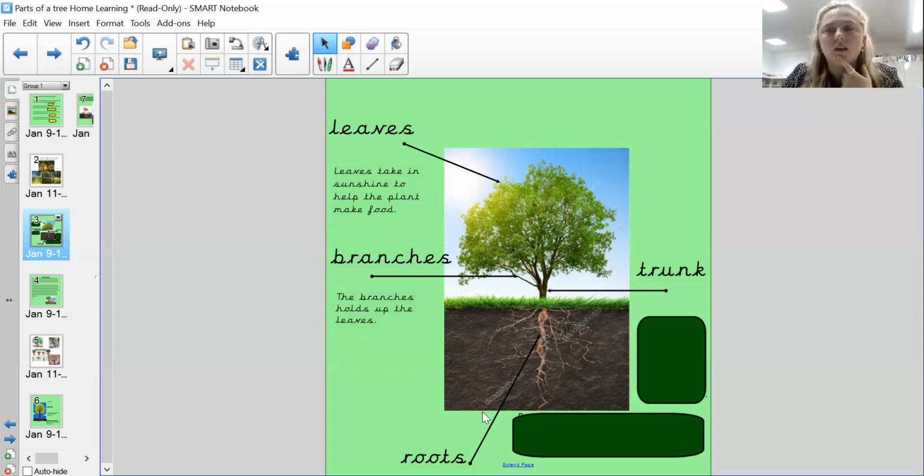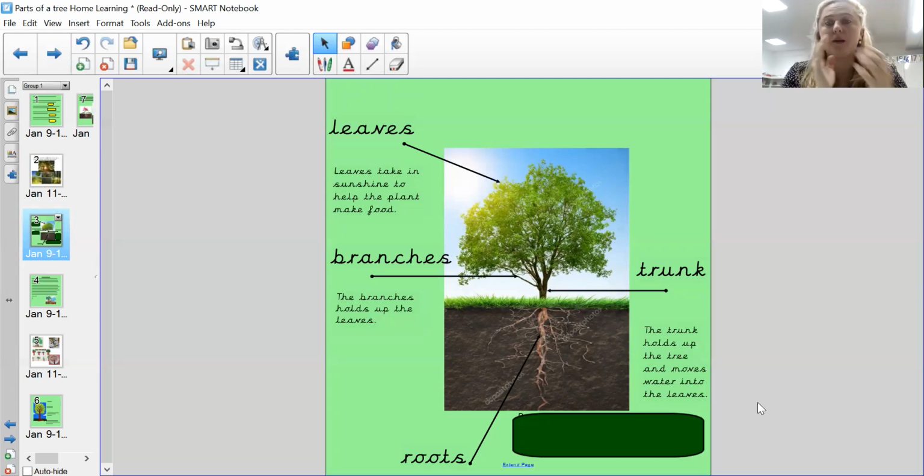What do you think the trunk does? The trunk sounds similar to one of the parts of a flower that I know. What do you think the trunk does? The trunk holds up the tree and moves water up to the leaves. Isn't that cool? What do you think the roots do?